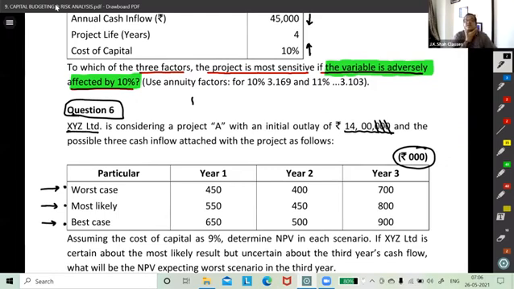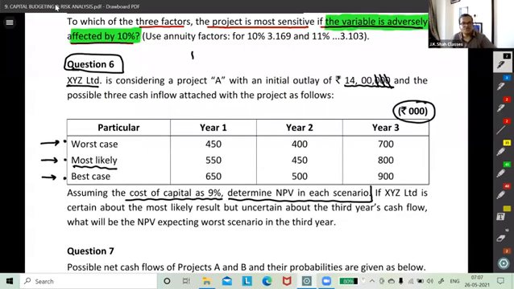If the worst case happens, then in the first year, your inflows would be 450, 400 in the second year, 700 in the third year. If the most likely, an average outcome, happens, there will be 550 in the first year, 450 in the second year, 800 in the third year. And if the best case happens, if your project clicks well, that will be 650, 500, and 900. Assuming the cost of capital as 9%, determine NPV in each scenario.